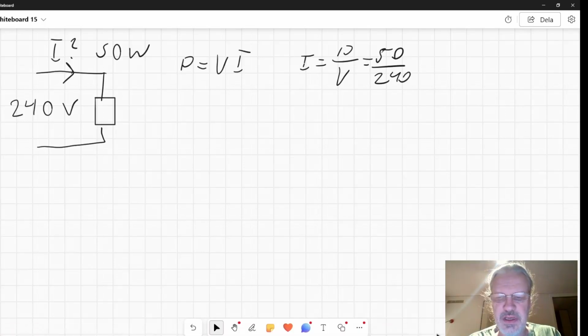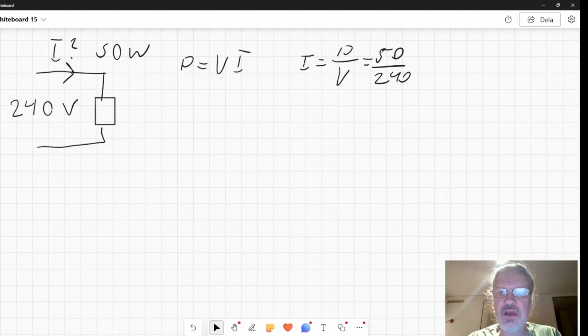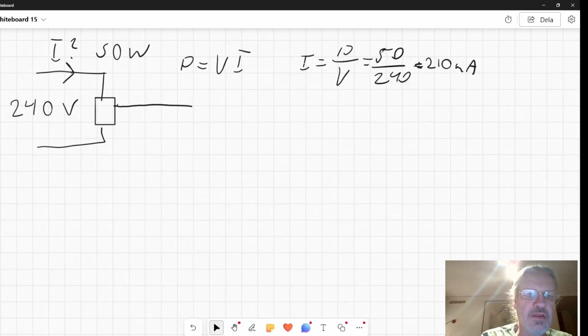So let's grab the calculator again. So we have 50 divided by 240, and that gives us 208 milliamps, so rounded to significant figures, 210 milliamps. Okay, so equals 210 milliamps. Okay, now out from this, the charger has turned this 240 volts to 5 volts.